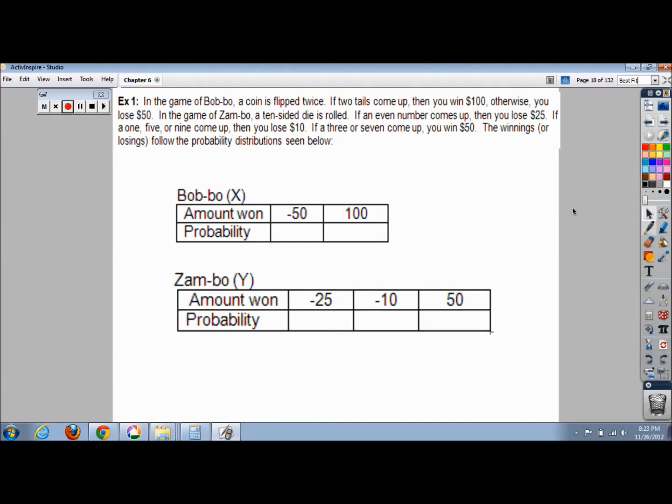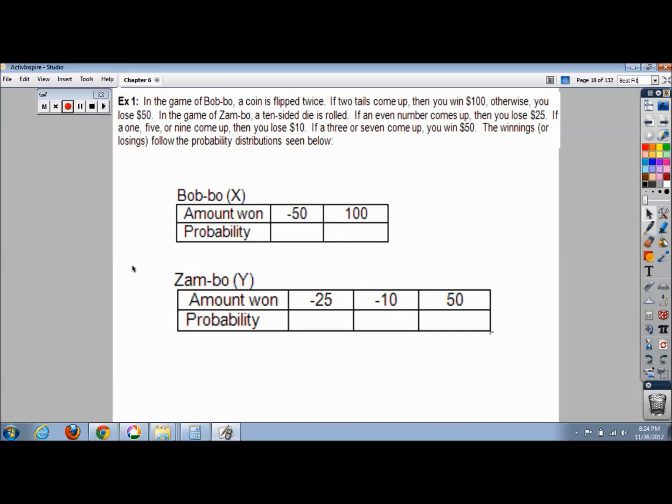And for this video and the next video, we are going to be using pretty much one main type of example here. And it involves two different games. There's one game called Babo and another game called Zambo. And we're going to let the random variable, the amount of money we can win playing Babo, be X, and the amount of money we can win playing Zambo be our random variable Y.